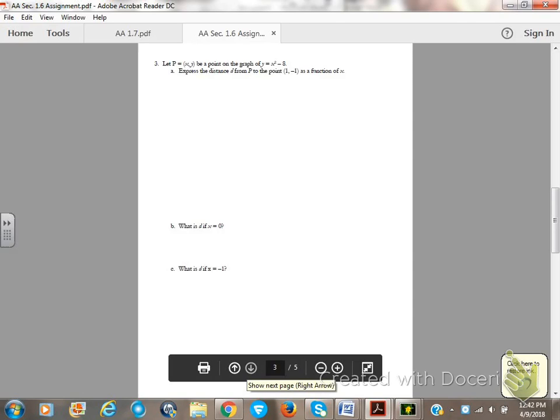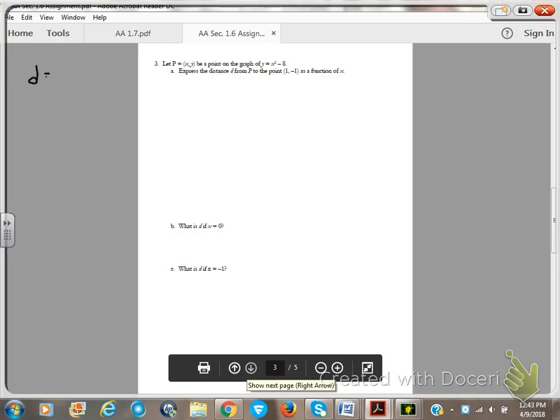Let P be a point on the graph of y equals x squared minus 8. Express the distance from P to the point (1, -1) as a function of x. So they want us to use the distance formula, which we should be pretty comfortable with, but I'm just writing it up here so we don't forget it.